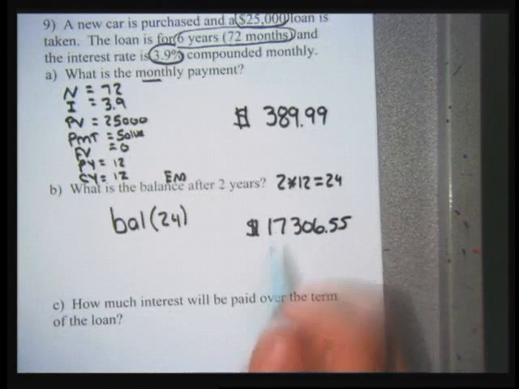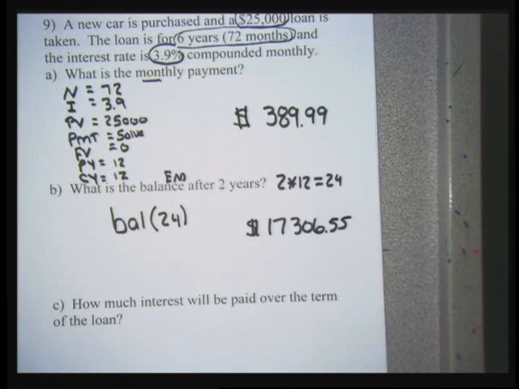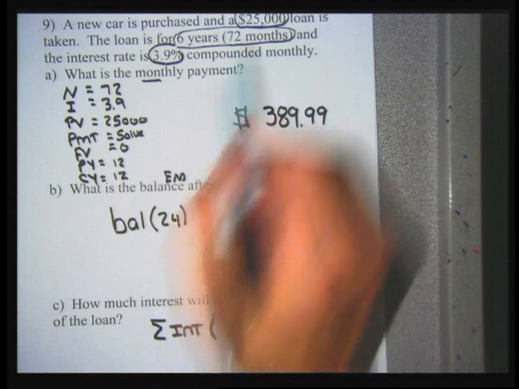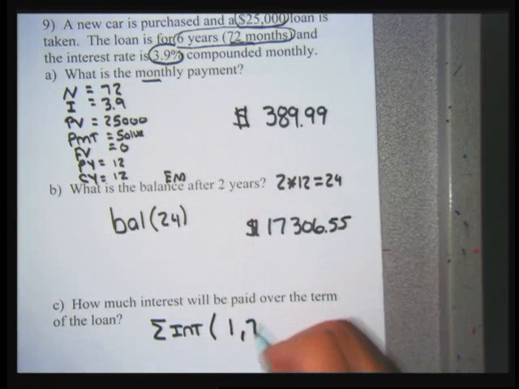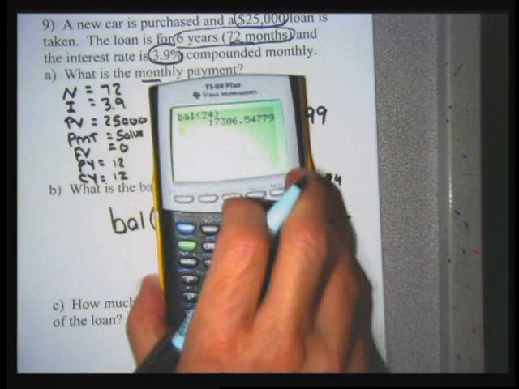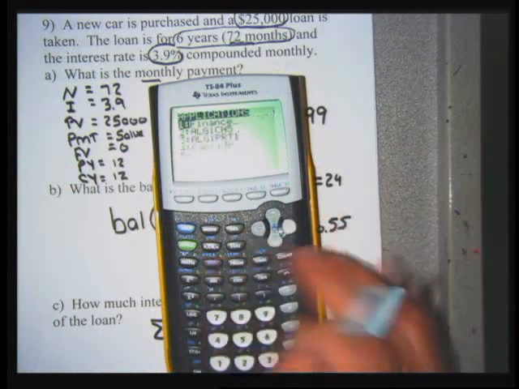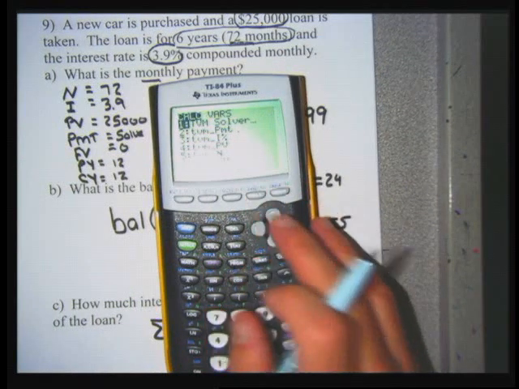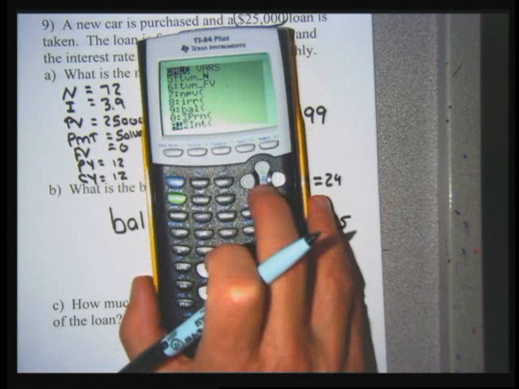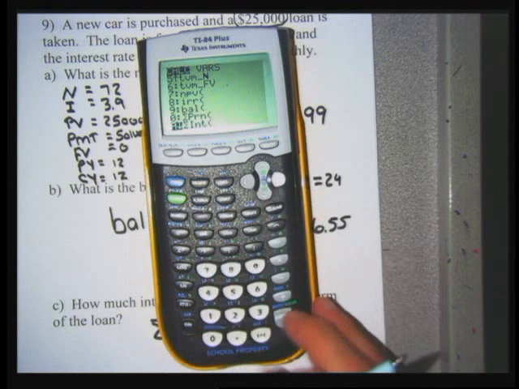And the last part of this, how much interest are we going to pay over the life of the loan? I'm going to use the sum of interest feature on our calculator, and I want to add up the interest from the first payment to the last payment, which is the 72nd payment. So I'm going to do that on my calculator, and to do that I go apps, finance, and I can go up or down until I find the sum of interest. There's the sum of interest. I hit enter on it.